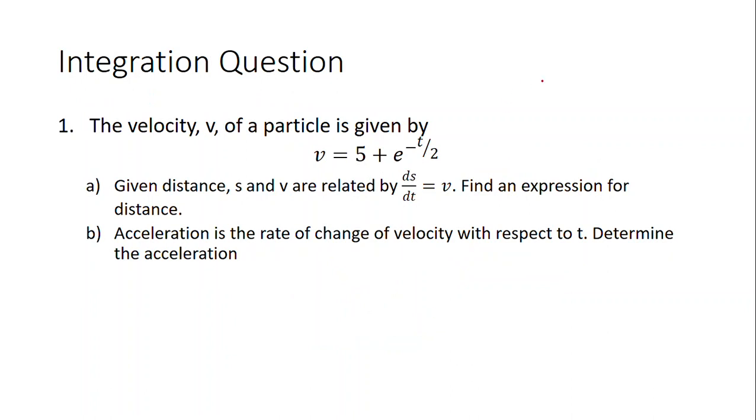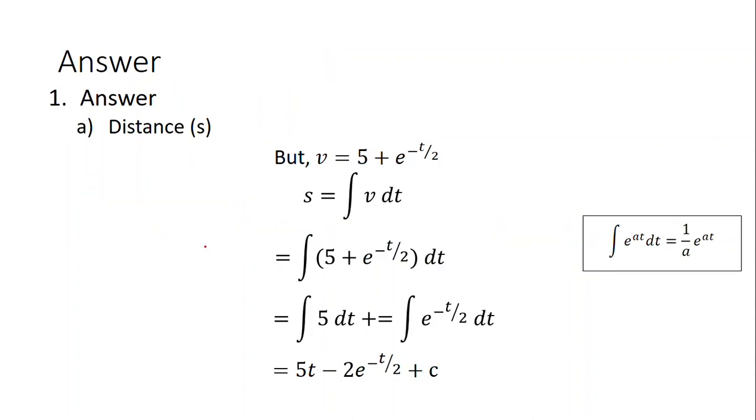The question is that the velocity v of a particle is given by v is equal to 5 plus e to the power minus t divided by 2. This is the equation for the velocity. You need to find the distance and the acceleration. So let's move to the answer and how we can write it.